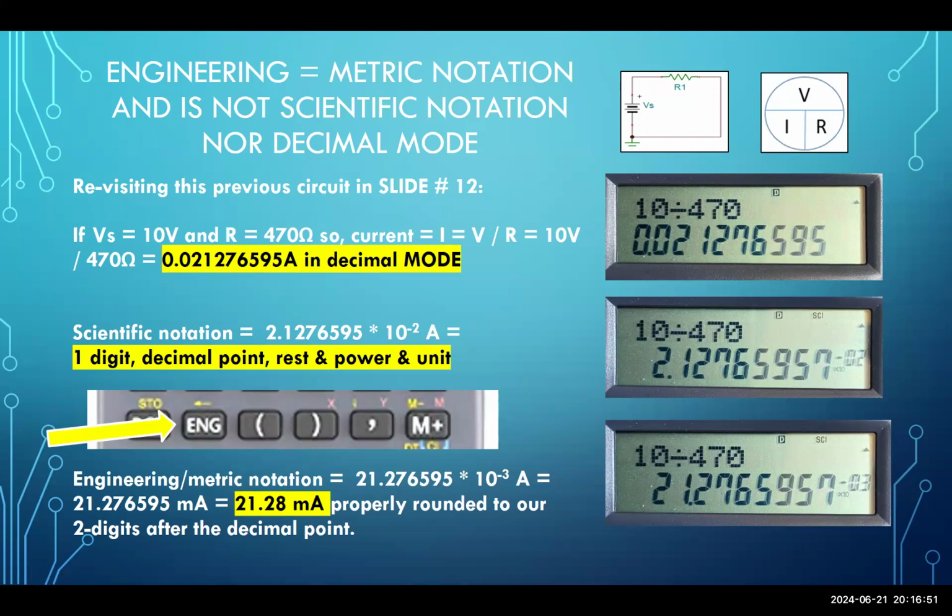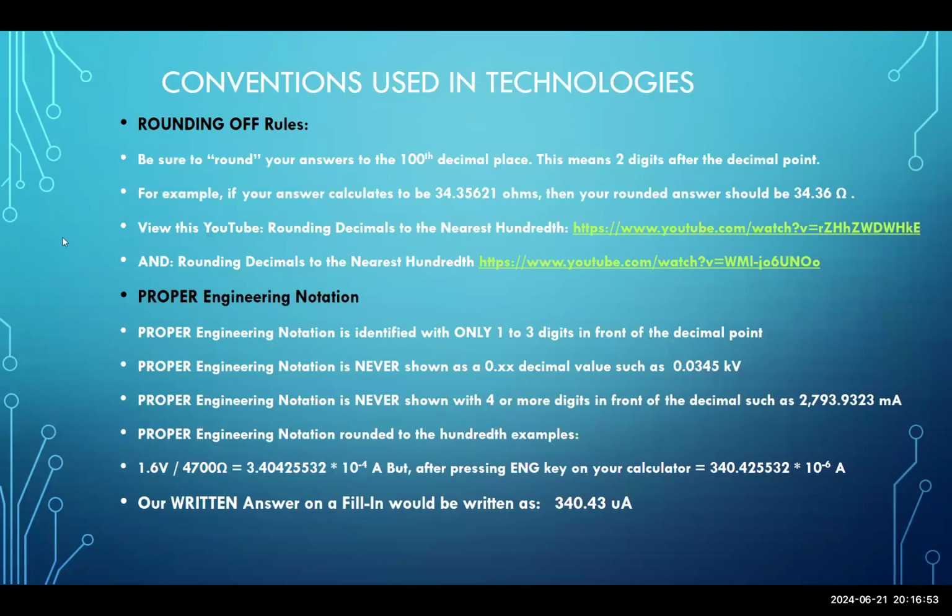Right here. All right. There are rounding off rules and proper engineering rules. I'm not going to read this to you. You can look at this in your own time, but there happen to be some handy videos that show you how to round any of your decimals to the nearest hundredth. So this is one video, and this is a separate video. If your calculator shows 34 point and a bunch of digits, your rounded answer would be 34.36 because we're rounding to the hundredth. Why? Look at these two videos.